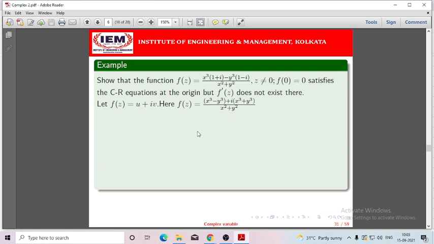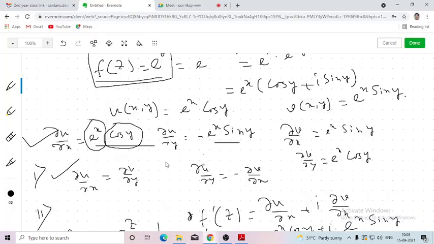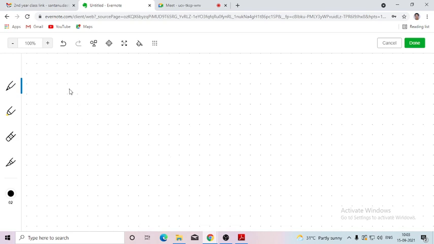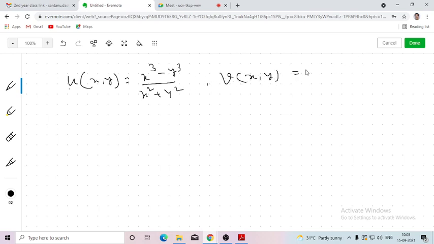If you segregate the real and imaginary parts, you will get u as this and v as this. So I want to show here separately. u of x,y is x cube minus y cube by x square plus y square, and v of x,y is x cube plus y cube by x square plus y square. Now here a particular point z is mentioned, that means at z equals 0 we need to check that this is satisfying the Cauchy-Riemann equation, but the function is not differentiable. In the previous problem which I have shown, no particular point was mentioned, but here the point is mentioned. So at z equals 0 only we check.